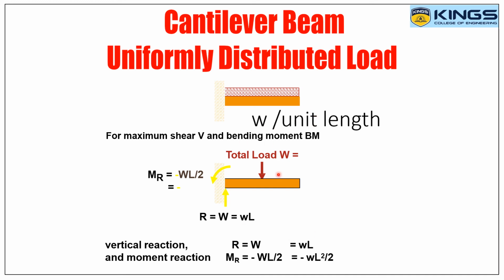So this is another example of the same cantilever beam with a uniformly distributed load. This brown rectangular bar will be the beam, and this will be the applied uniformly distributed load, W per unit length. For maximum shear force V and bending moment BM, the total load is capital W, which is W into L. So the vertical reaction at this end is R equal to W, and the moment reaction MR is equal to minus WL by 2.